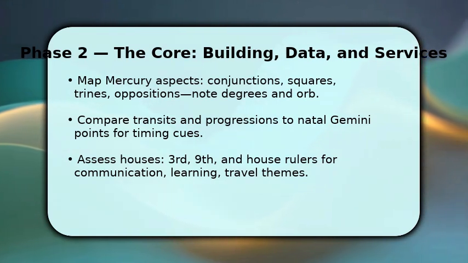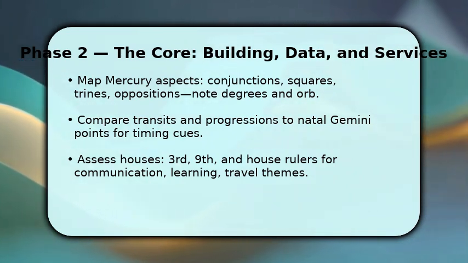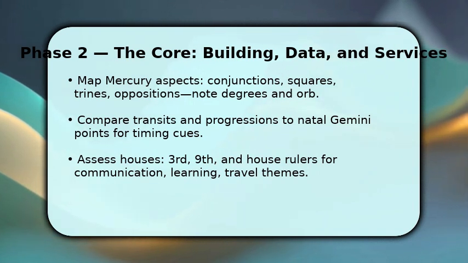Compare transits to natal Gemini points and watch for activating aspects. Timing matters because Mercury shifts fast. Once you've tracked those, weigh context. Houses and rulers tell you domain and motive.